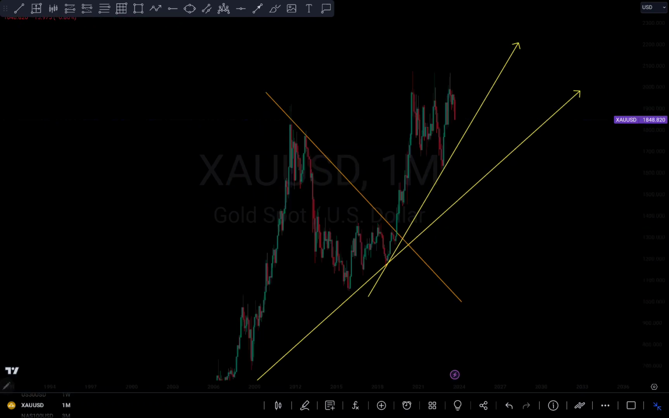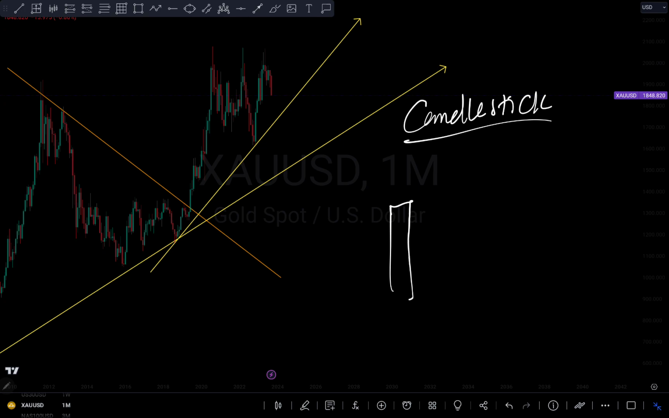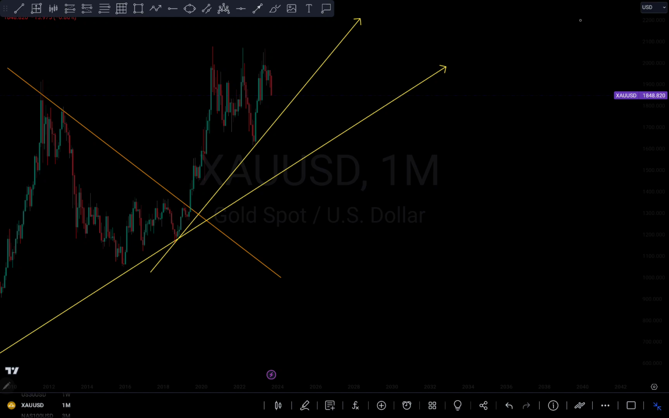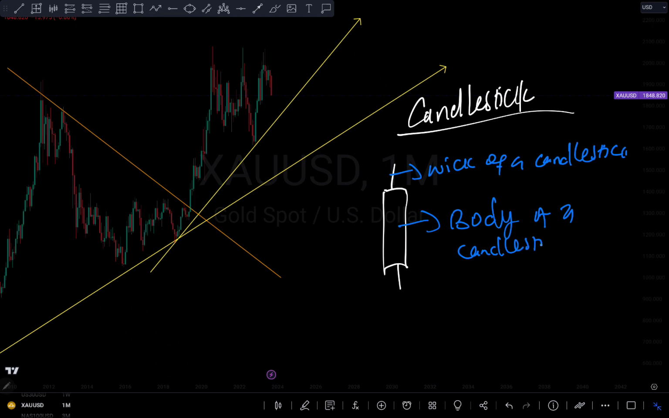Okay, since I'm doing this for more of a basic candlestick, let's see how a candlestick works. This is a wick of a candlestick, and this is the body of a candlestick. This is a wick as well.